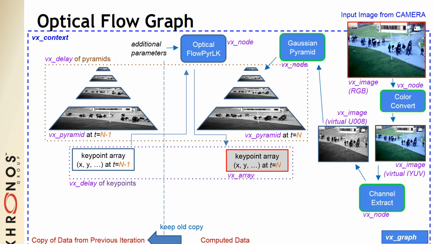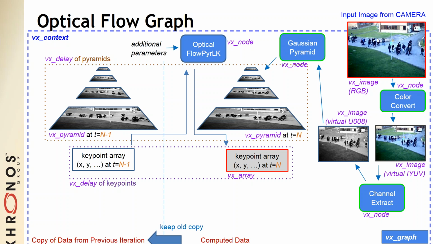You can see the various nodes here for the optical flow. This is very similar to what we went through before. You need a color convert and channel extract, and once you do that, you need to create a Gaussian pyramid to compute the pyramid for the current one. And then optical flow takes the current pyramid and the previous pyramid and the key points from the previous image, and then computes the key points of the current image.